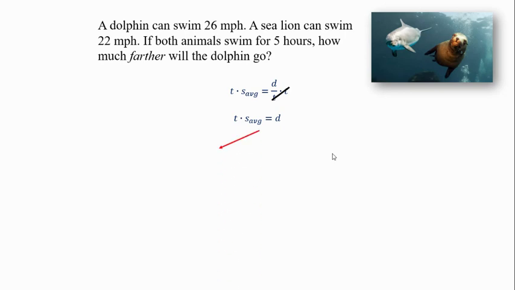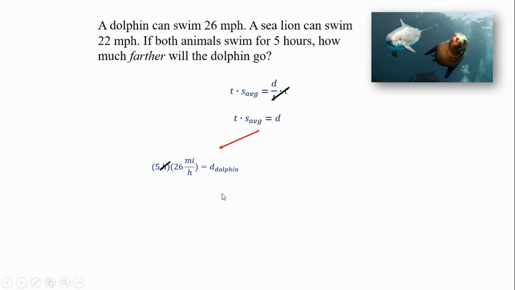But here we're going to apply it twice. We have the function to find distance, but we're going to find it twice because there are two animals involved, the dolphin and the sea lion. So I'll go ahead and do the dolphin first on the left side here. The time for the dolphin is 5 hours. The dolphin, as stated, is swimming at a rate of 26 miles per hour.